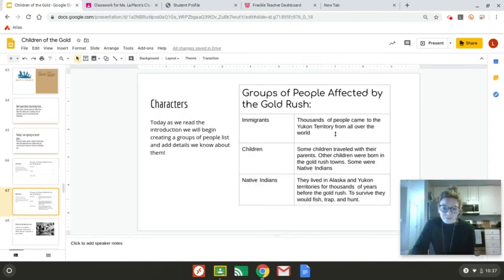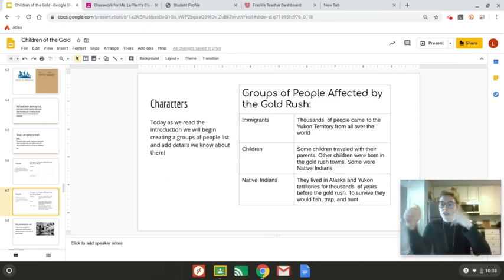All right, so we just talked about the 3 different groups of people. Immigrants, right? Those are people who had traveled west, and they were either joining fish camps or creating settlements, but they were all often looking for gold. There were thousands of people who came to the Yukon Territory from all over the world. So those are the immigrants. The children, some children were traveling with their parents. Some children traveled with their mother and met their father there, because a lot of times the men went first. And other children were born in the gold rush towns. So maybe their parents had immigrated to the gold rush town and they were born there.